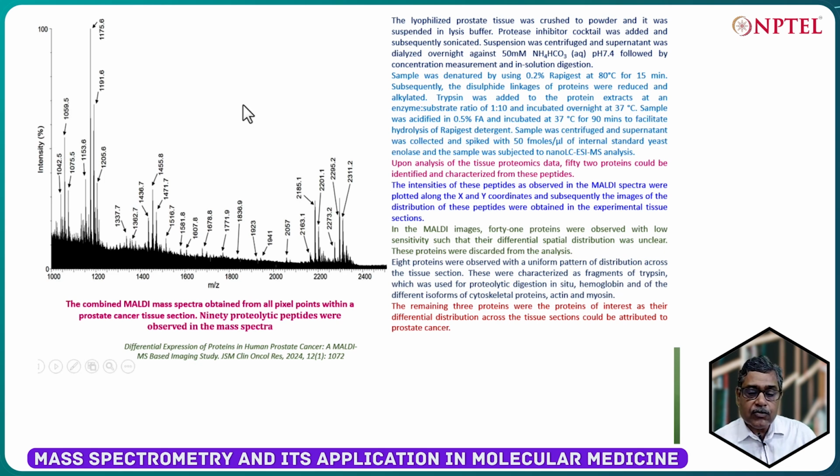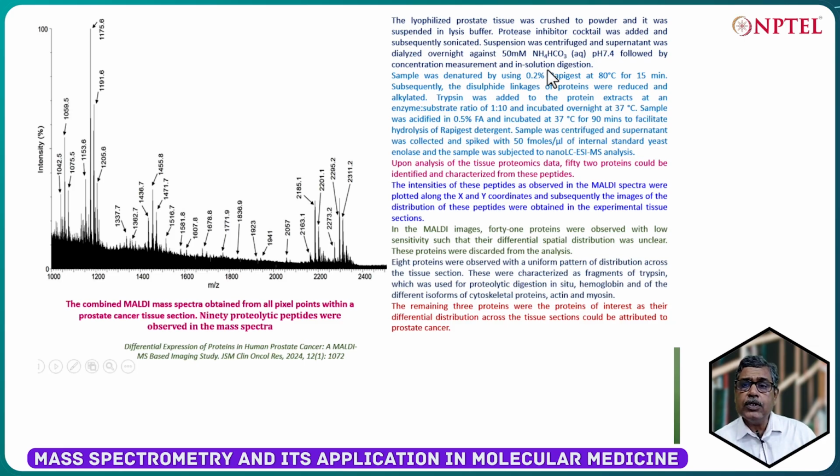For that we have to start with a separate tissue section, serial sections maybe, or a lump of tissue that we will crush and then extract the protein. The steps are: the lyophilized prostate tissues were crushed to powder and suspended in lysis buffer, because we have to lyse the tissue. Protease inhibitor cocktail was added and the sample subsequently sonicated. Then the suspension was centrifuged and the supernatant was dialyzed overnight against 50 millimolar ammonium bicarbonate, pH 7.4, followed by concentration measurement, and then in-solution digestion.